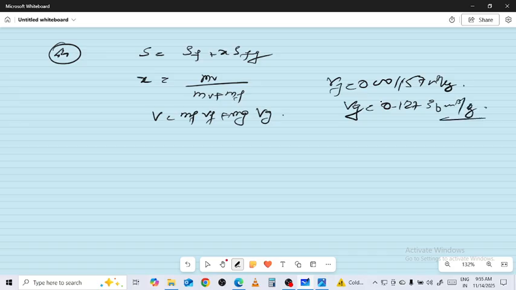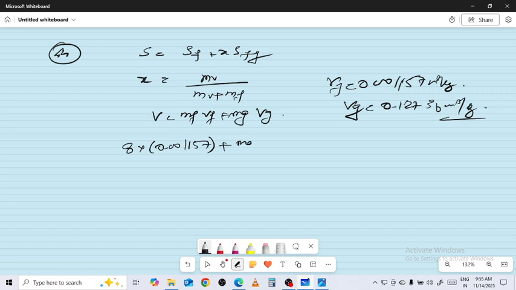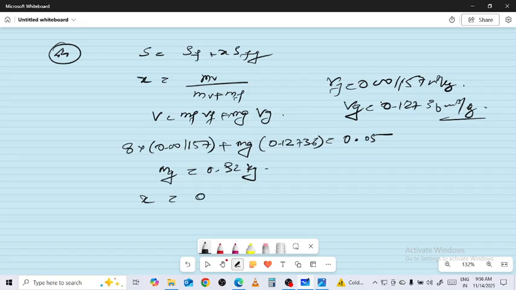Here the total volume is mf Vf plus mg Vg, directly this: 8 multiplied by 0.001157 plus mg times 0.12736 is equal to 0.05. So the mass of vapor mg comes out to be 0.32 kg. Dryness fraction is 0.32 upon 8 plus 0.32, which is 0.0385.